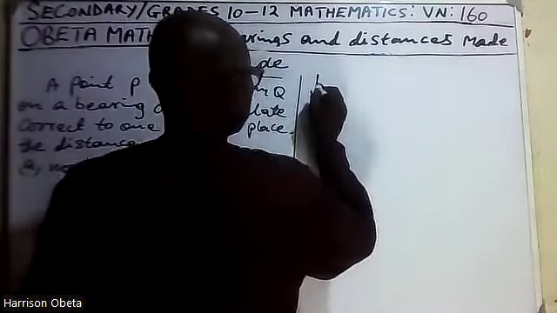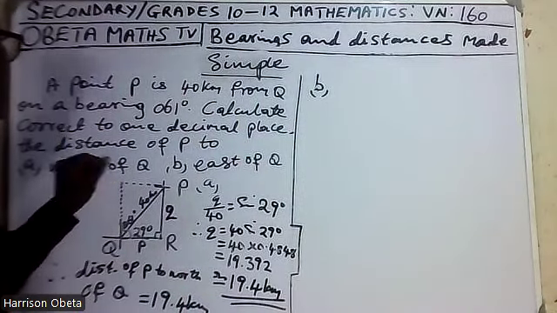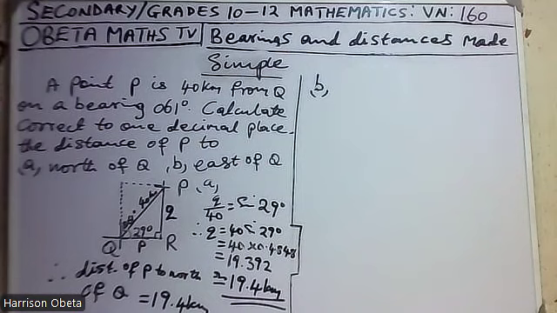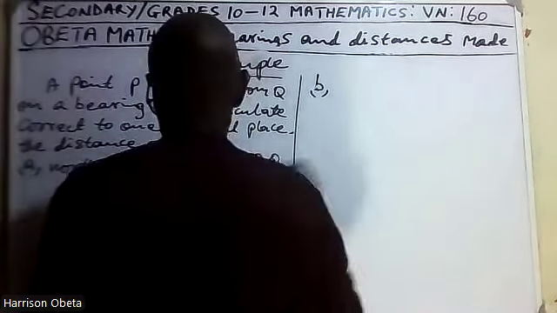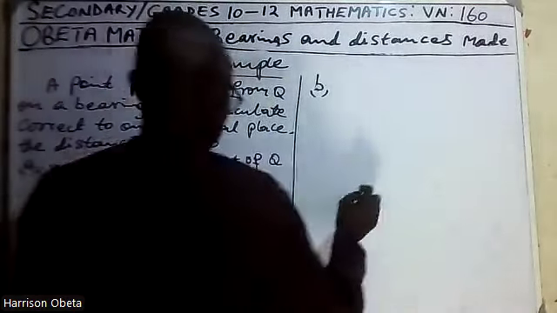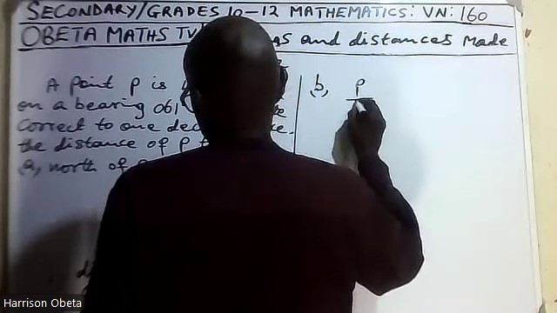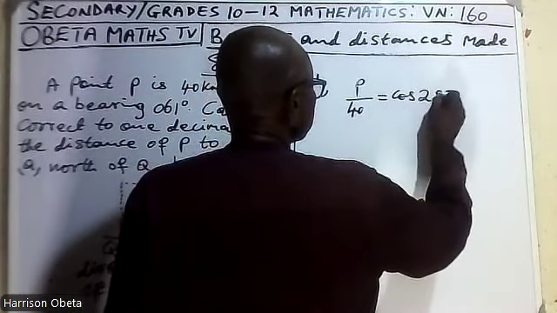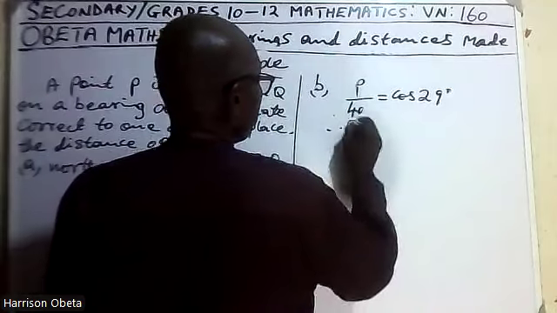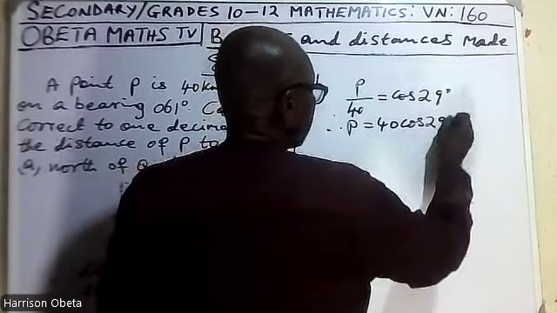Okay. So B now, we are going to check distance of P to east of Q. Now that is to east is your right. So we are talking of adjacent over hypotenuse. That is p all over 40 is equal to cos 29 degrees. So that p is equal to 40 cos 29 degrees.